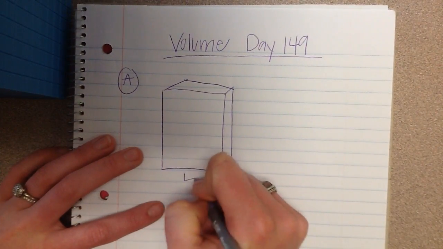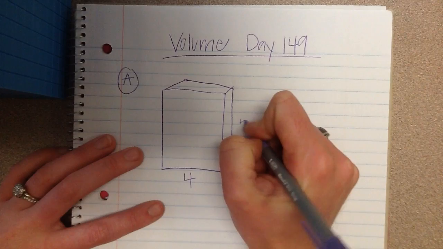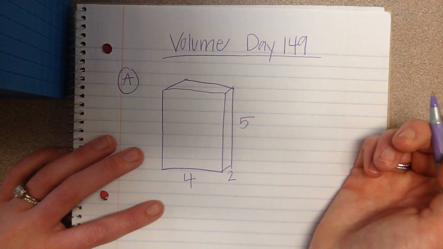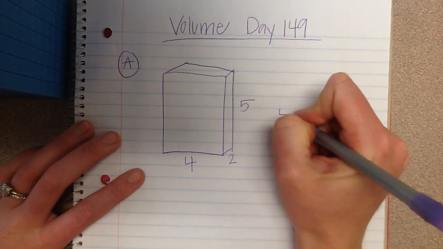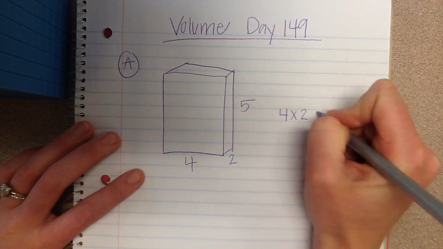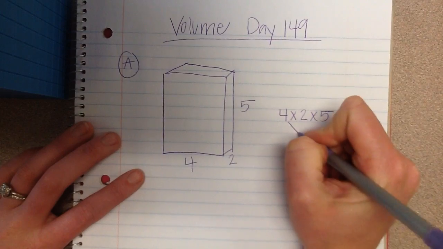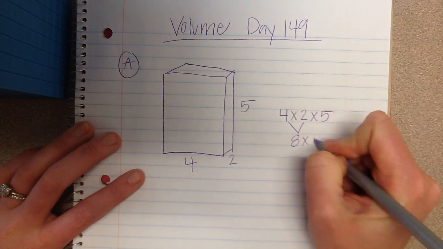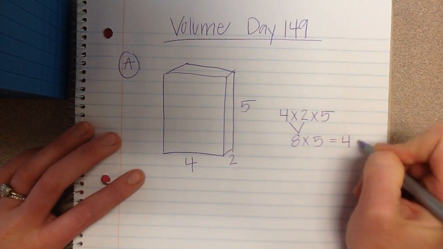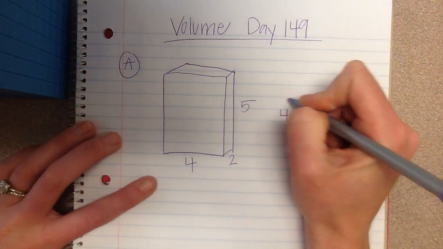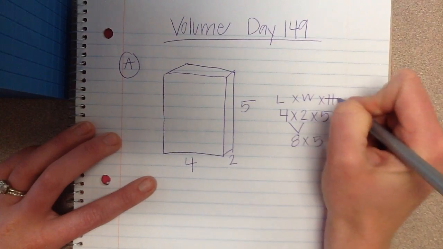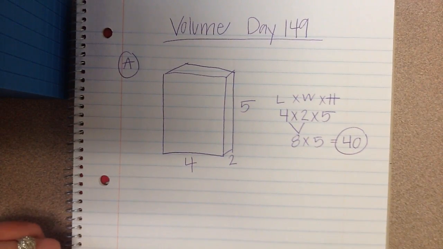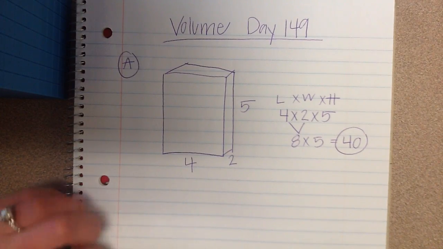and say this is 4, 2, and 5. Okay, so then you're going to be expected to say, okay, 4 times 2 times 5. That equals 8 times 5 equals 40. Length times width times height. Okay, that is the formula. That's one of the standards you are expected to use.